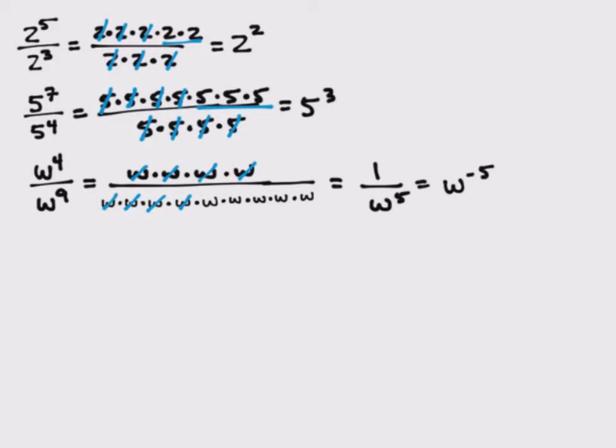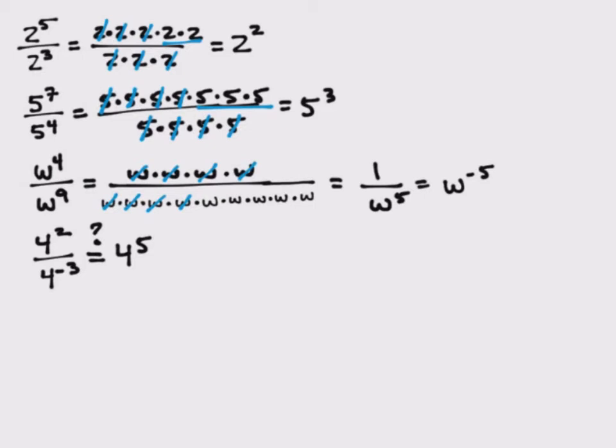And so it appears that our pattern has held so far, because if we just subtracted our exponents, 4 minus 9 is negative 5, and we ended up with w to the negative 5th power. All right, time to try some negative exponents. What about 4 to the 2nd over 4 to the negative 3rd? In theory, if all we have to do is subtract the exponents, all we need to do is 2 minus negative 3, which is 5. So in theory, we should end up with 4 to the 5th power.